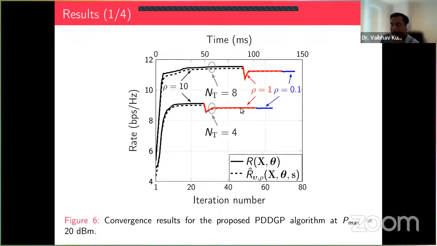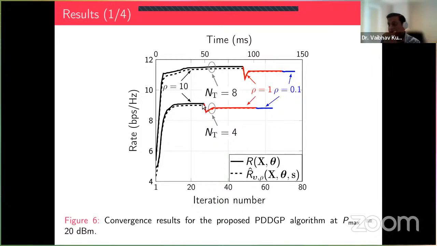So let us consider NT equal to 4. So we have 4 transmit antennas. In that case, I'm transmitting at 20 dBm. So what happens when I fix my rho equal to 10? This dotted line, if you see, is my augmented objective, which is guaranteed to be non-decreasing. So that grows up, and it kind of converges. It becomes constant, no change in that.